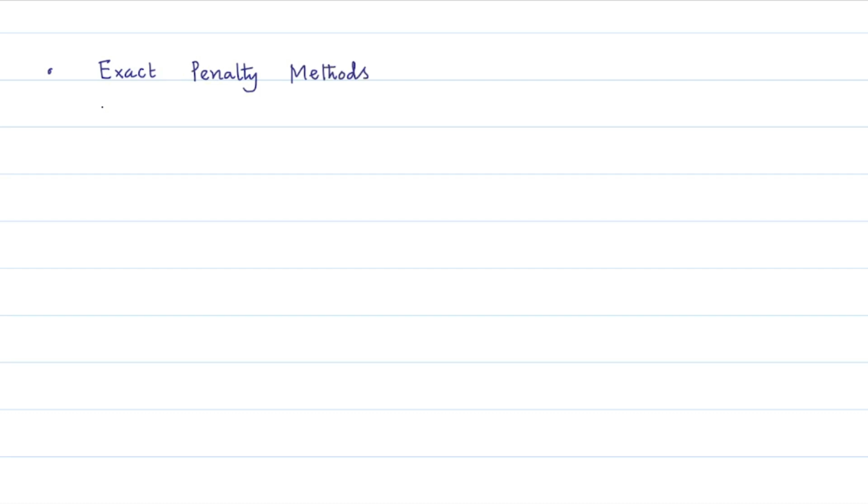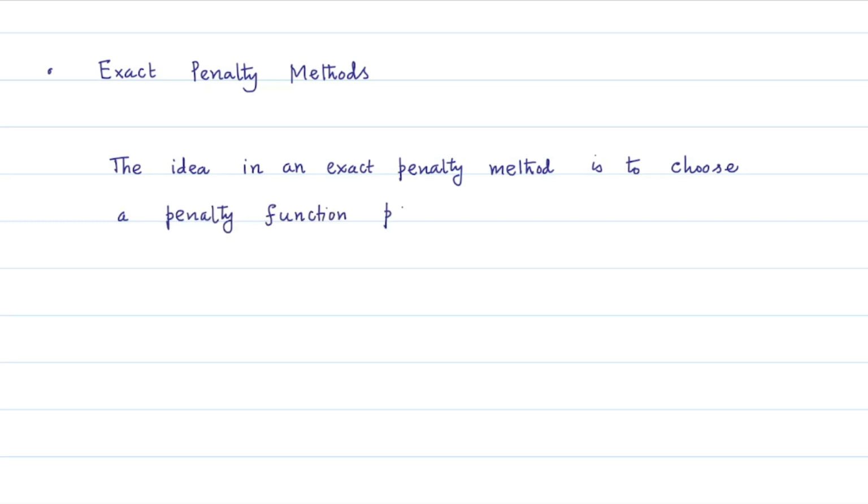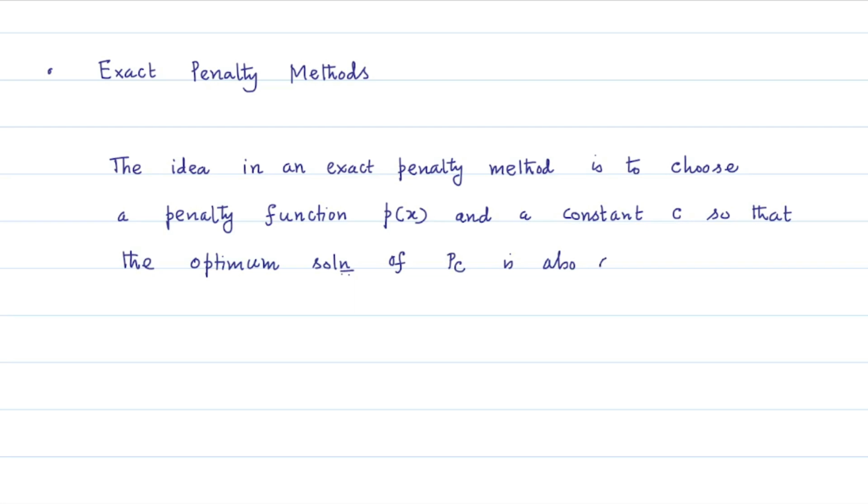The idea is as follows. In an exact penalty method, we choose a penalty function P(x) and a finite and definite value of c, so that the optimum solution of the problem P_c is also an optimum solution to the original problem P.